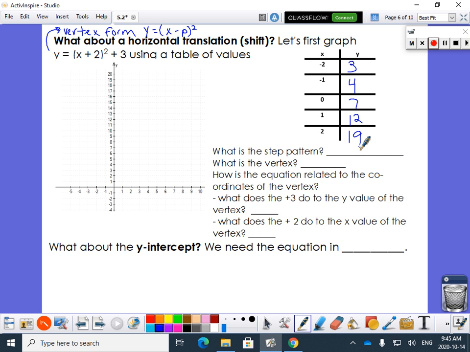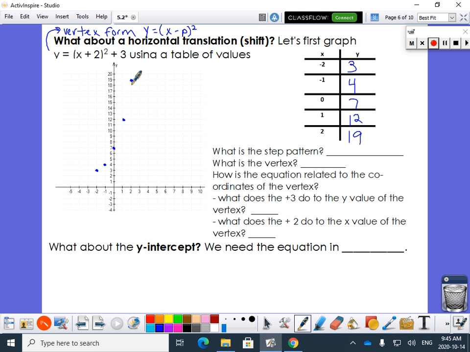-2 and 3. -1 and 4. 0 and 7. 1 and 12. 2 and 19. So, that's all we have.